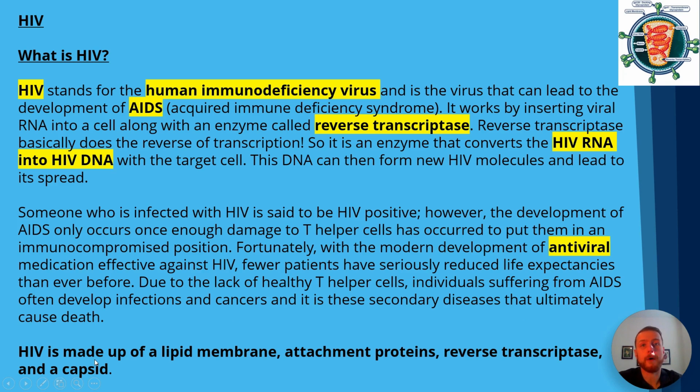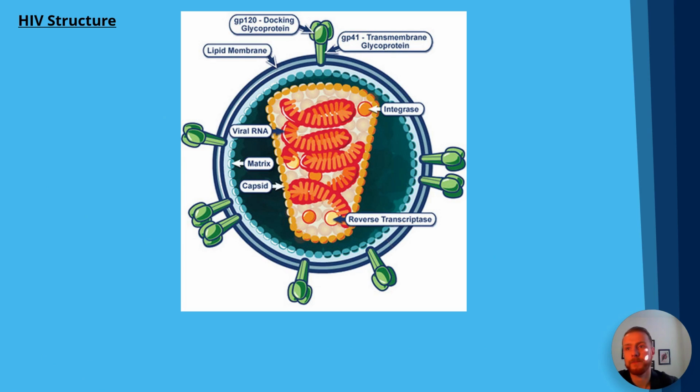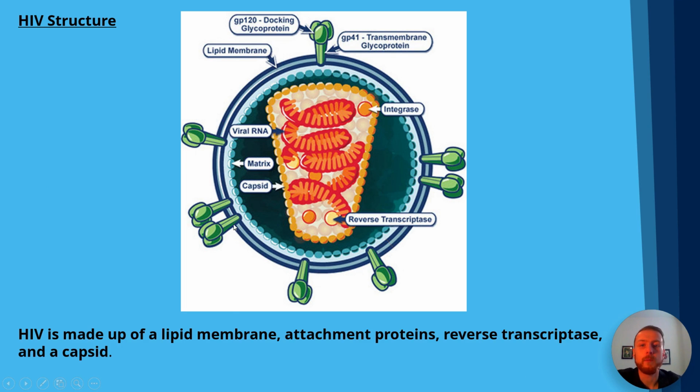Now, HIV is made up of a lipid membrane, attachment proteins, reverse transcriptase, and a capsid. And you need to know about HIV structure and HIV replication, and that's exactly what I'm going to help you with next. So the structure of HIV, first of all, well, we've got our lipid membrane around the outside. We've got our attachment proteins that are used to bind to the T cells. We've got our reverse transcriptase within the capsid, which is the enzyme used to convert HIV RNA to HIV DNA. And then we've also got the RNA within the virus as well.